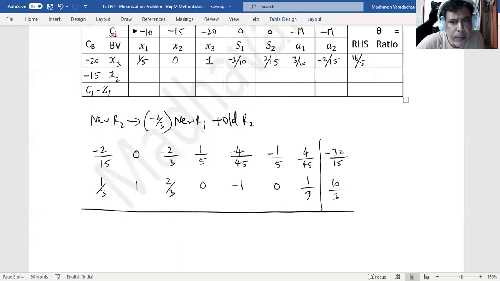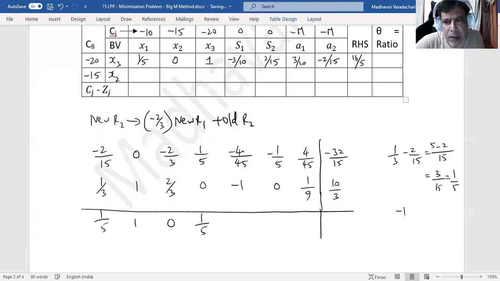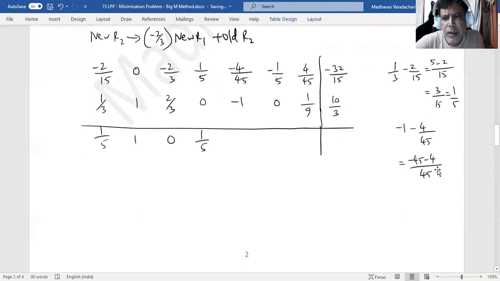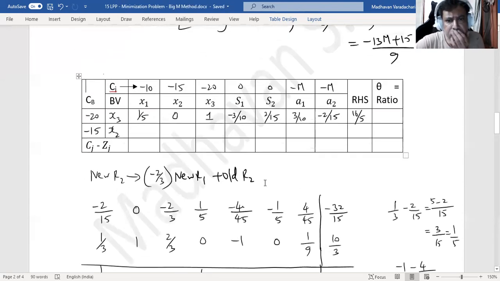Now let us add these two. If you add 1 by 3 minus 2 by 15, LCM is 15, 3 fives are minus 2, it becomes 3 by 15. 3 by 15 is nothing but 1 by 5. And this is 1. This will be 0. This will be 1 by 5. Now here, minus 1, minus 4 by 45. So it is minus 49 by 45. Is it correct or not? This minus 4 by 45, I need to check once again.